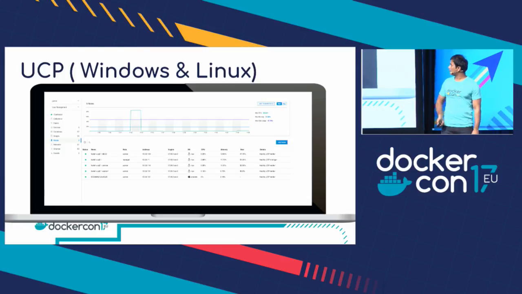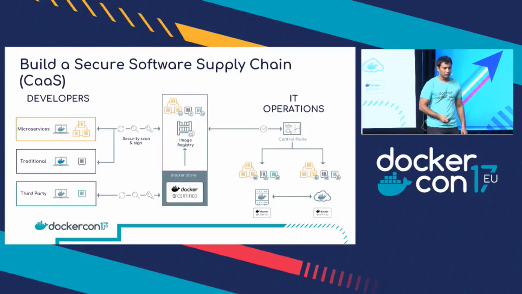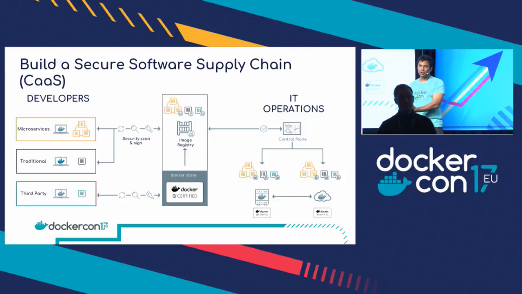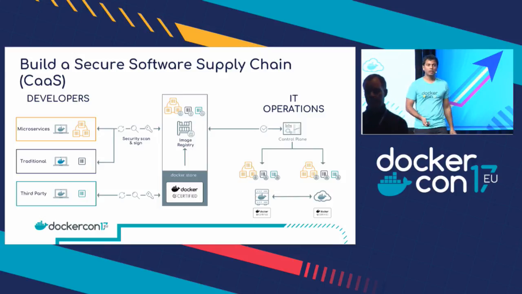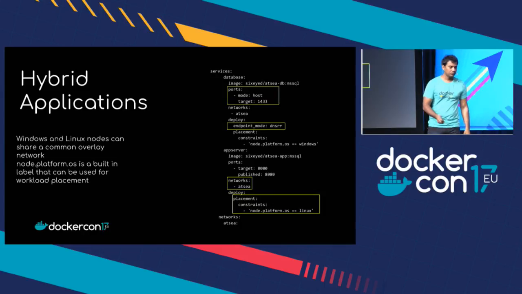That's a screenshot of UCP, where you have both Windows and Linux nodes. I'll show that a little bit in the demo as well. The other thing we were talking about was a secure software supply chain. The same APIs, everything that you're using on your laptop. So if you do a Docker stack deploy on your laptop, the same commands, because it talks 100% Docker APIs, can be used on the UCP cluster as well.